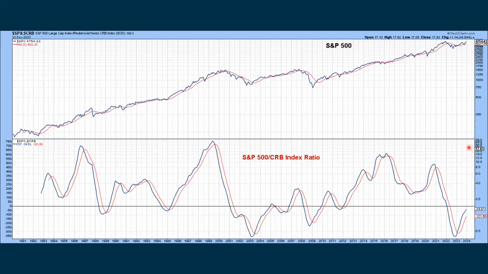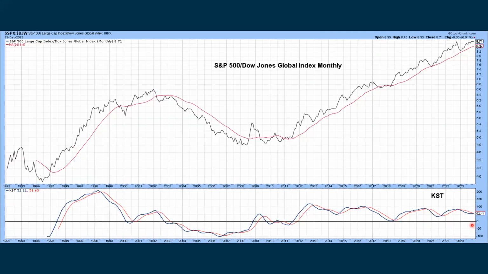Then we look at the S&P on top, and then we take a ratio of the S&P to the CRB index, showing that stocks continue to outperform the CRB index. Then we look at another monthly chart of the S&P 500 to another global index. Since we're above the red line and going up, that means the S&P is outperforming. The KST is still negative, but it's trying to cross over positive. This is a very long-term oscillator that we use.